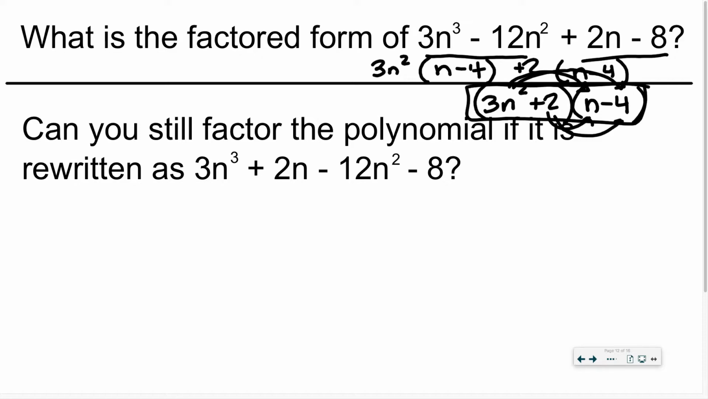Take a look at these 4 terms. Could you do that? For the 3n to the third plus 2n minus 12n squared minus 8, is there something besides 1 that you could factor out from all 4 terms? No. That would be the indication that something else would factor, that it would most likely in this situation be factoring by grouping.